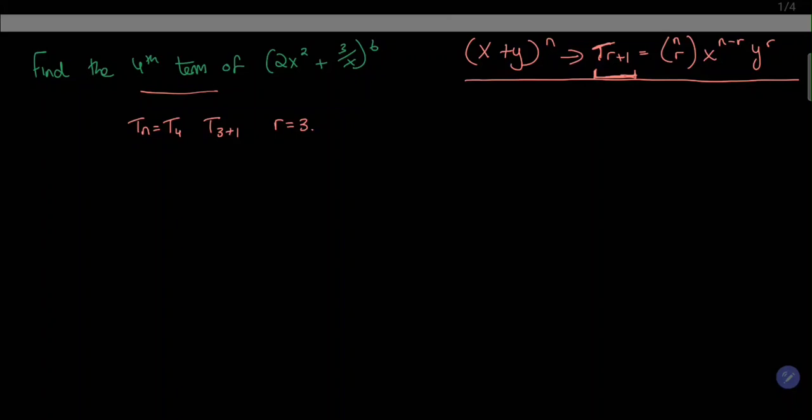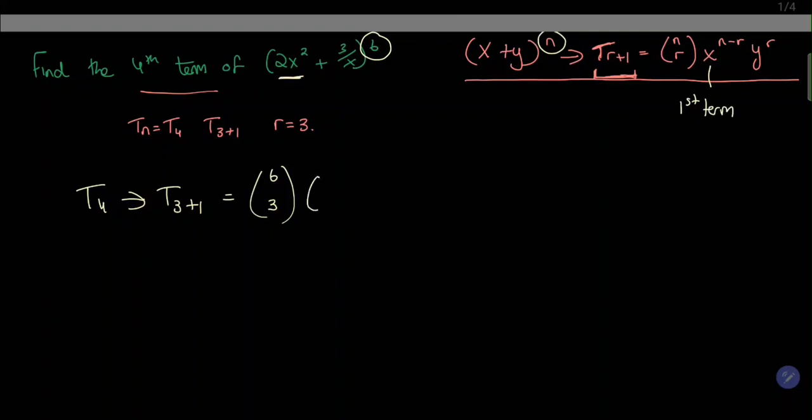Okay, so we're going to use r equals 3 for all of this. So we're going to fill in the equation there. So T4 goes to T3 plus 1 equals. Then you follow along. So n is the number up here, which is 6. Then r we found out to be 3. And then this again is not just x, it's the first term, which is 2x squared. So 2x squared to the power of n minus r. So n in this scenario, again, is the 6. 6 minus the r is 3.